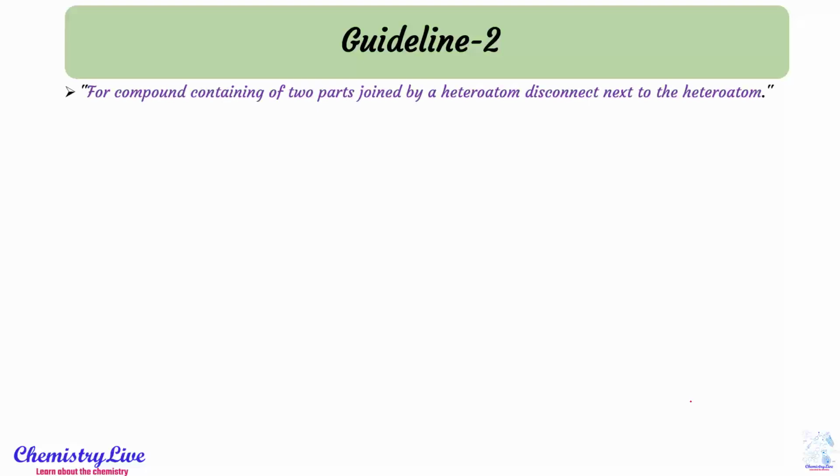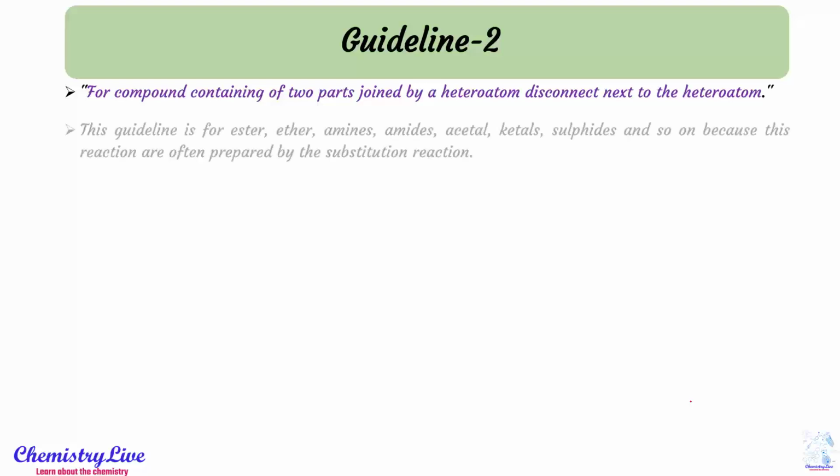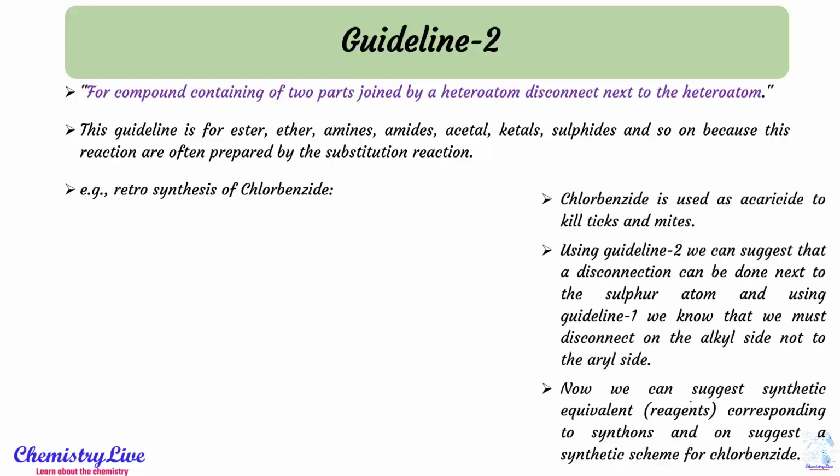For a compound containing two parts joined by a heteroatom, disconnect next to the heteroatom. So what is guideline 2? When a compound has two parts joined together, one is a heteroatom and one is a non-heteroatom, you must disconnect at the heteroatom portion. That guideline is for ester, ether, amide, acetal, sulfide, and so on, because these are often prepared by substitution reactions. Now we will deal with the retrosynthesis of chlorobenside.